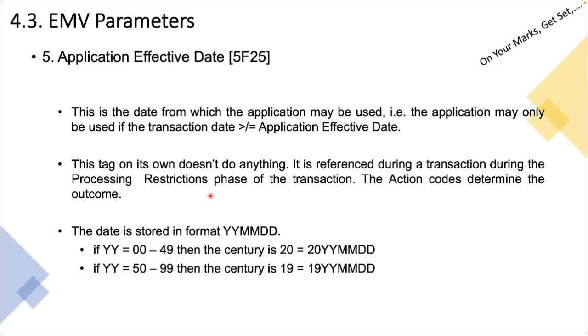So when we write this information to the card, we store it in the format of year, month, day, right? And if the year is between the values of 00 and 49, then we deem the century to be the 20th, so the century starts with 20, right? And if it's between 50 and 99, then the century is 19, right?